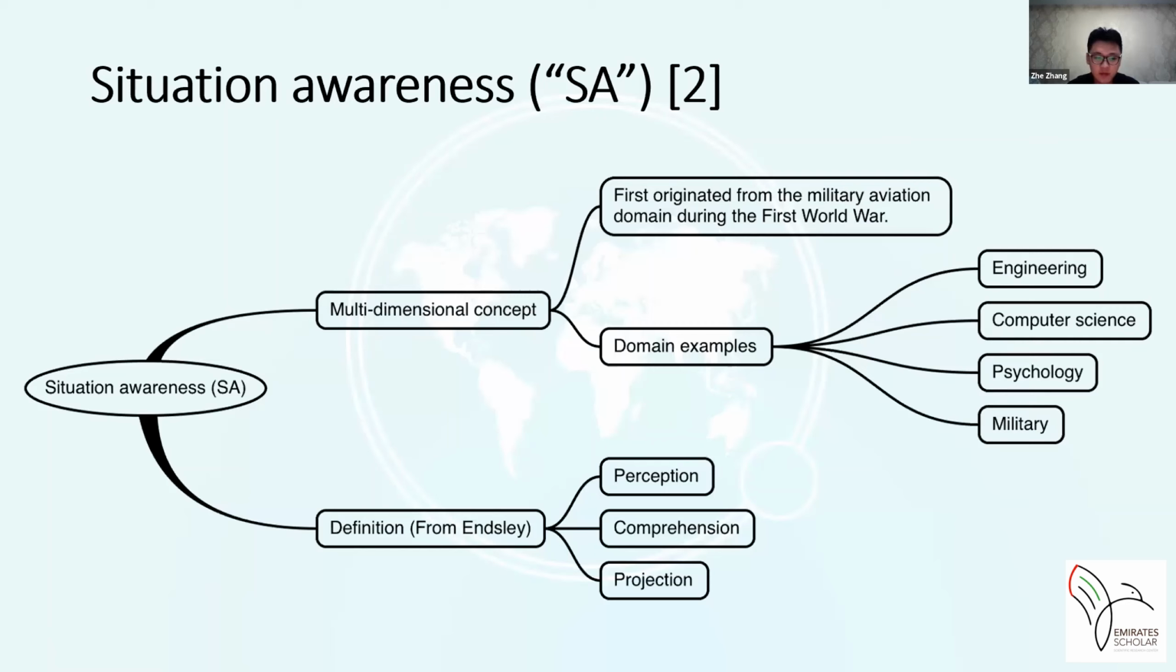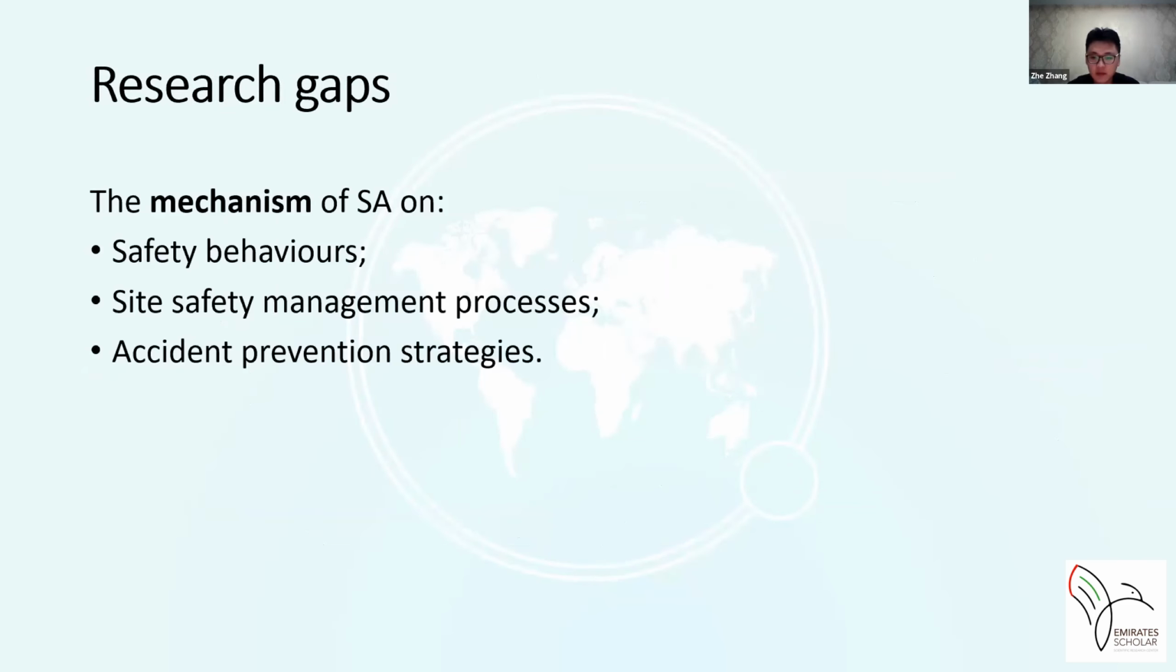We are delighted to notice that several researchers have demonstrated the potential of SA to conceptually link DT and safety management and science. However, the mechanism of SA on safety behavior, site safety management process, and accident prevention strategies remain vague. SA is still an under-researched concept in construction safety.